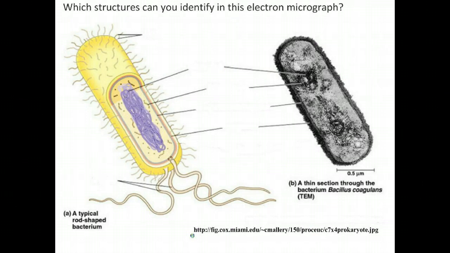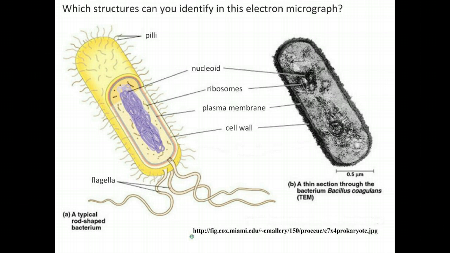And then you also have to be able, if you're given a diagram, to identify the structures. And as you can tell, this drawing is far easier to identify the structures than the actual micrograph. But you should be able to do this with both of them. Knowing how to draw these things, this should be easy. You know where the pili are, the nucleoid, the ribosomes, the plasma membrane, the cell wall, and the flagellum. And notice that this one has more than one flagellum.